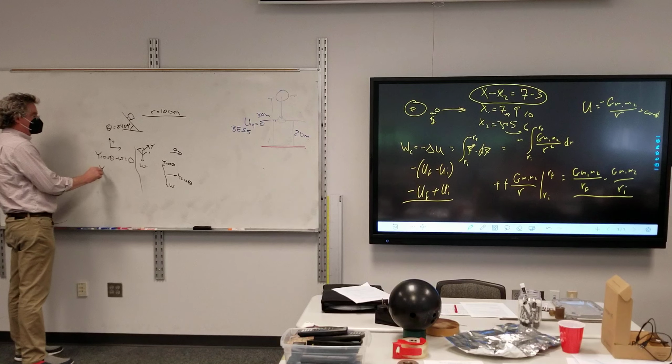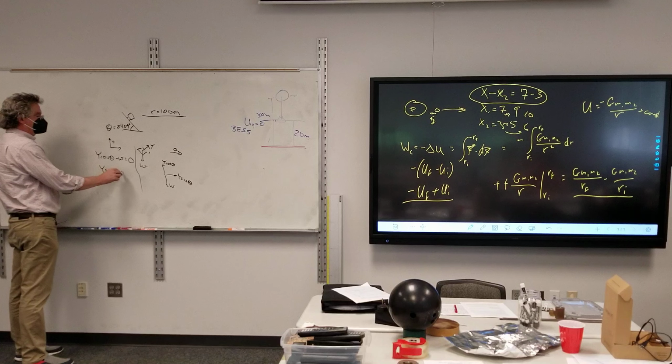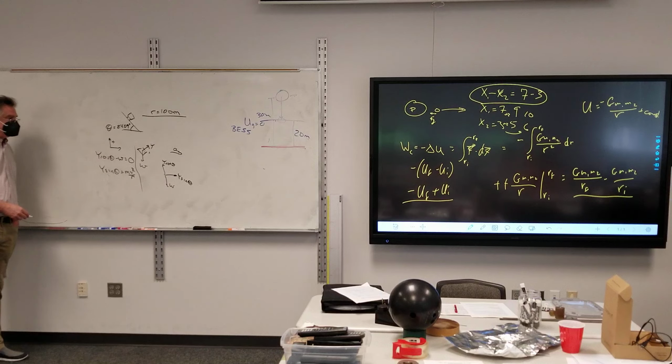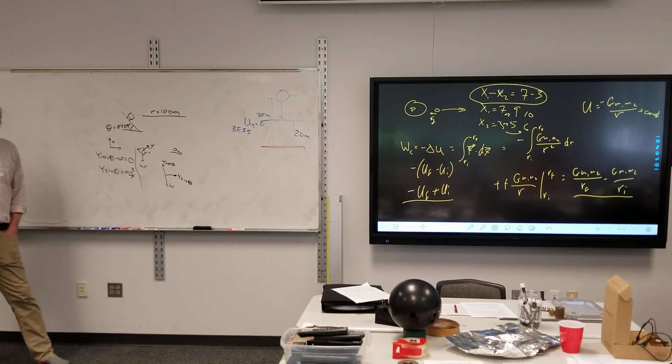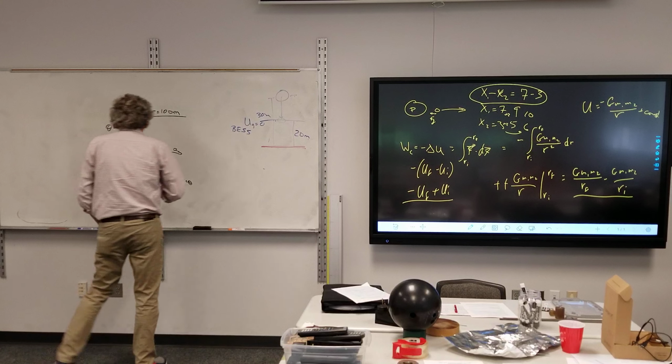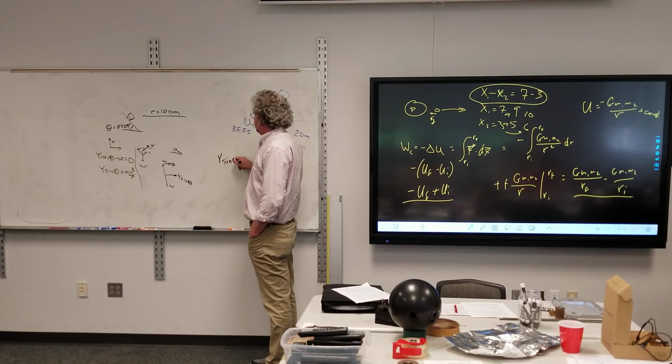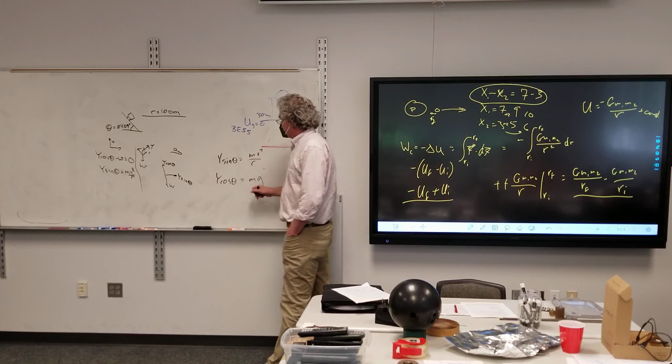Y sine theta equals mv squared over r. All right, so we have these two equations, substitution. We have a formula for weight. What's the formula for weight? mg. So y sine theta is equal to mv squared over r. Y cosine theta is equal to mg.